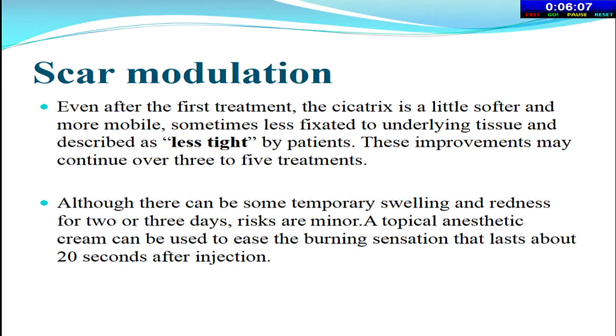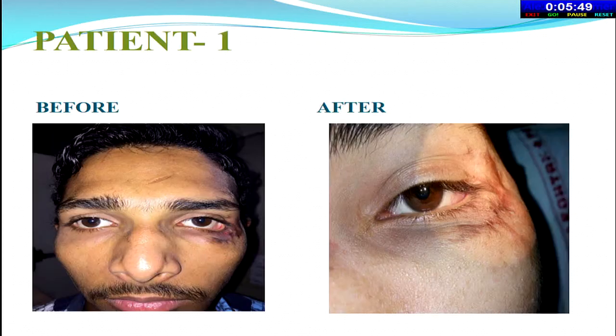So even after the first treatment, the cicatrix is a little softer and more mobile, sometimes less fixated to underlying tissue and described as less tight by the patients. These improvements may continue over 3 to 5 treatments. Although there can be some temporary swelling and redness for 2 or 3 days, risks are minor. A topical anesthetic cream can be used. These are few cases I'll show you which have been treated with 5FU.